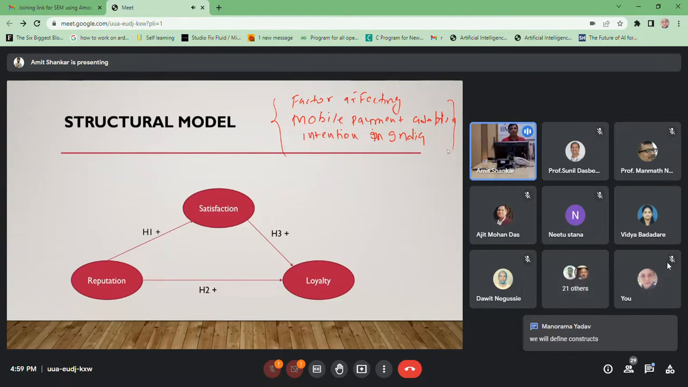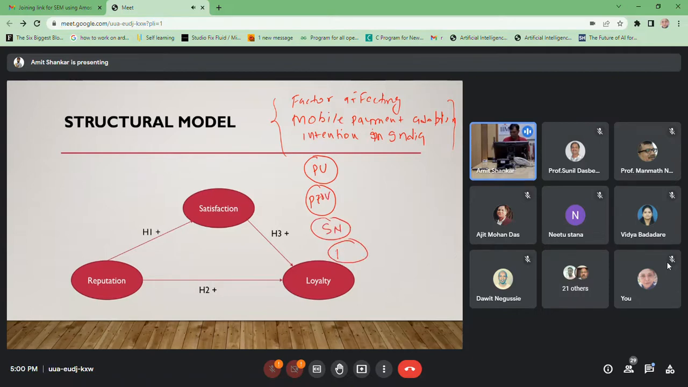So first we will go for a literature review, and with the help of the literature review, I will try to identify the probable factors which affect mobile payment adoption intention. I did some literature review and found 4 variables: perceived usefulness, perceived ease of use, subjective norm, and perceived behavioral control. The literature is saying that these 4 variables could affect mobile payment adoption intention, right? This is my simple model I am talking about.